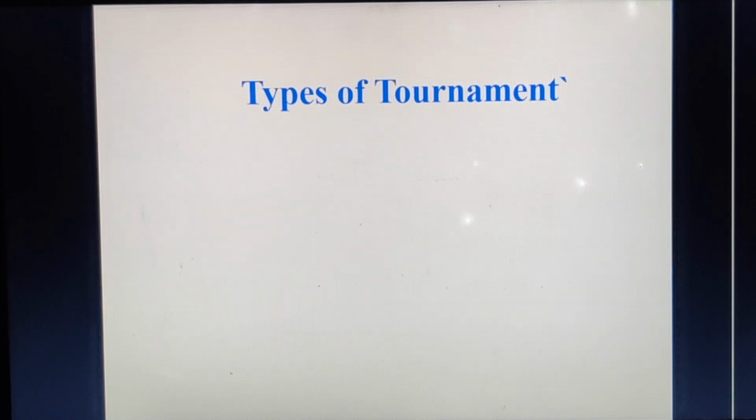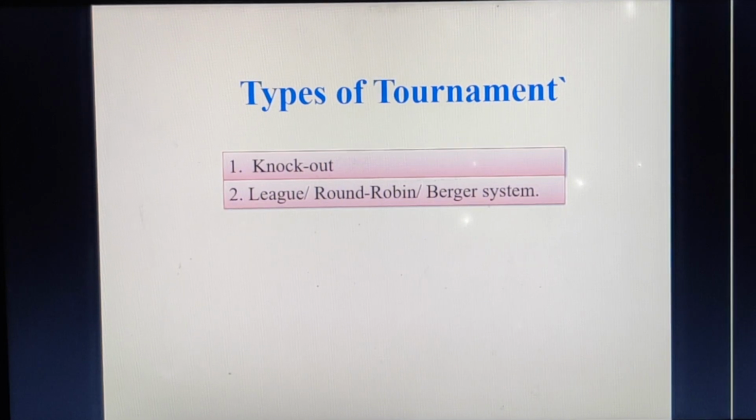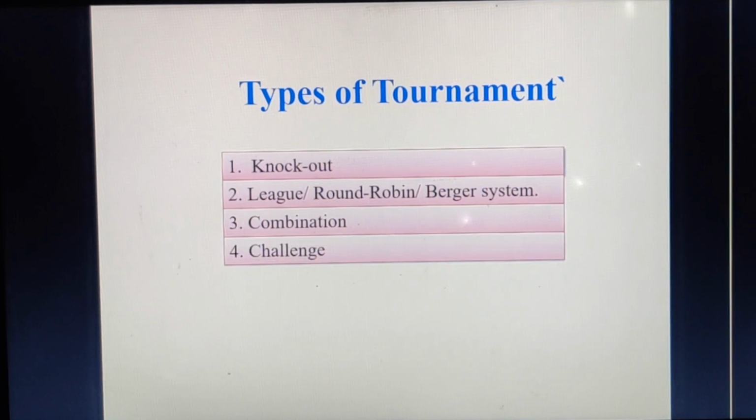Types of tournament. There are 4 types of tournaments. One is knockout, second is league or round robin or Burger system. Suppose a question is asked in the board exam regarding 1 marker: what is the other name for Burger system? Maybe you can answer it with league or round robin, whatever is given in the options over there. Third is combination tournament. Fourth is challenge tournament.